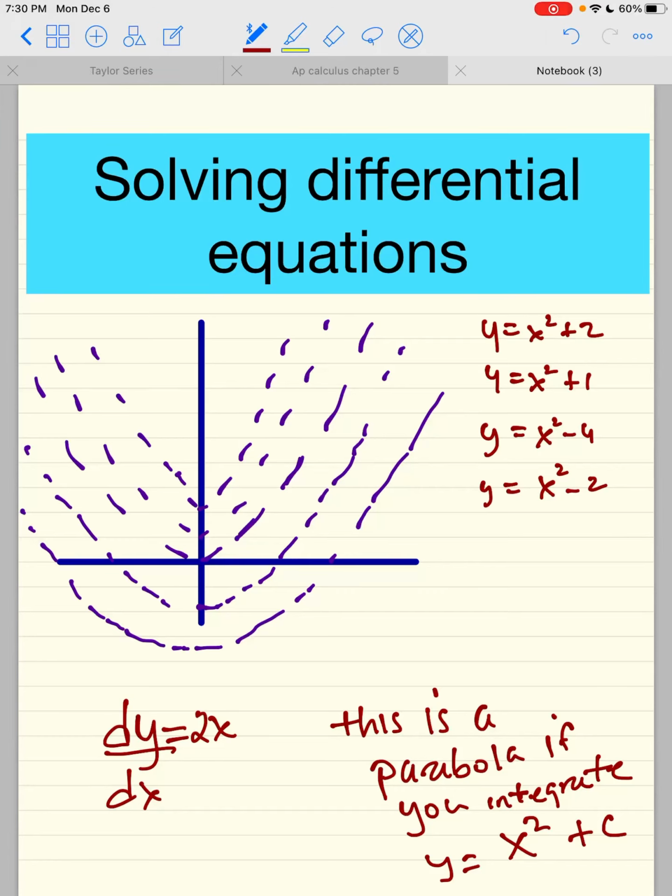Hey guys, welcome to a video on solving differential equations. A differential equation is an equation that relates one or more functions and their derivatives.